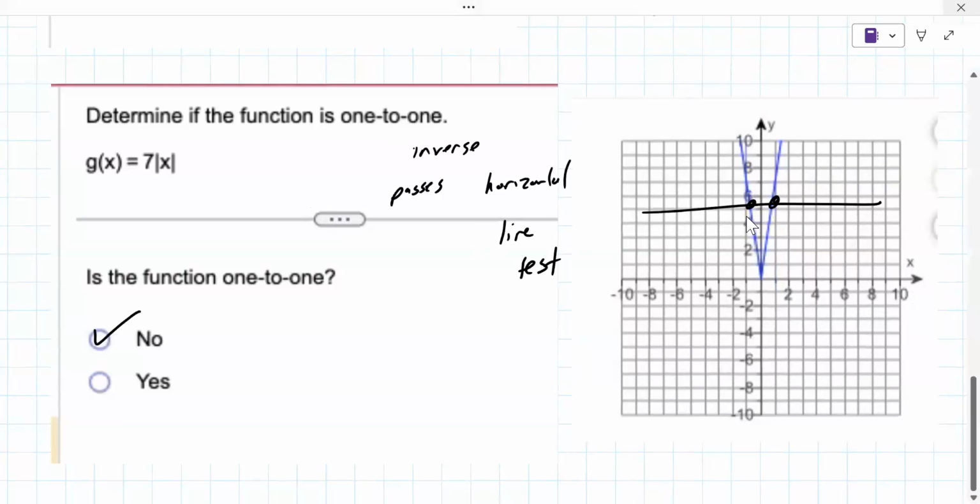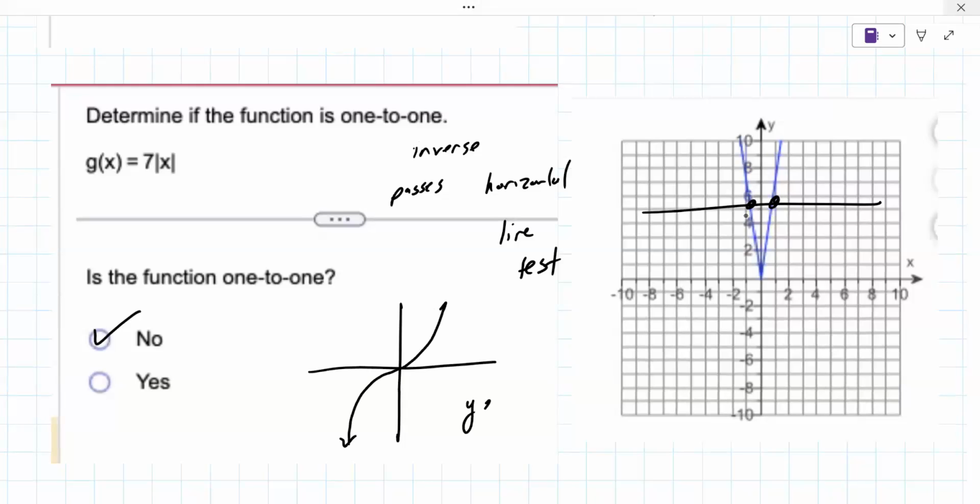So let me give you something that is one-to-one. That graph is one-to-one. This would be a yes, because a horizontal line only hits it one time. Okay, that makes sense.